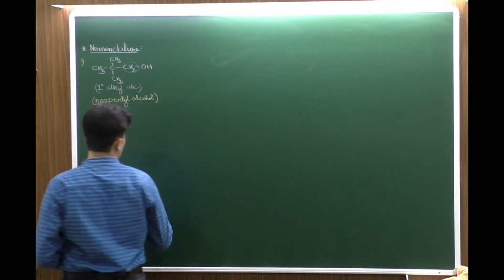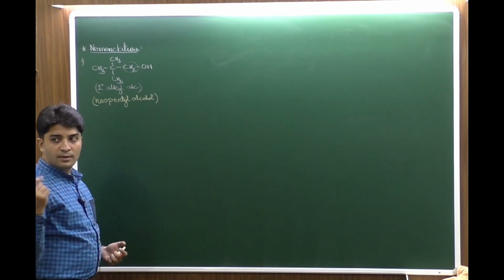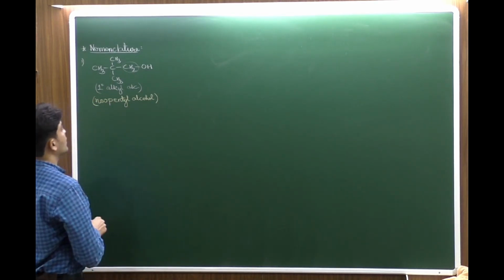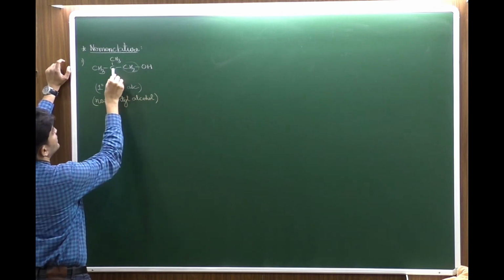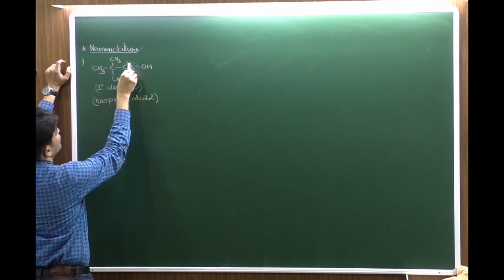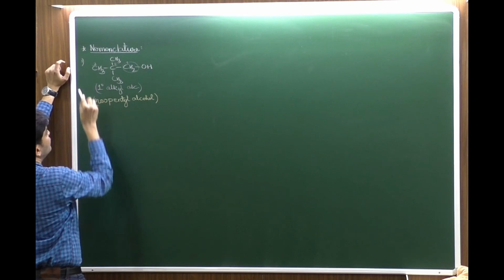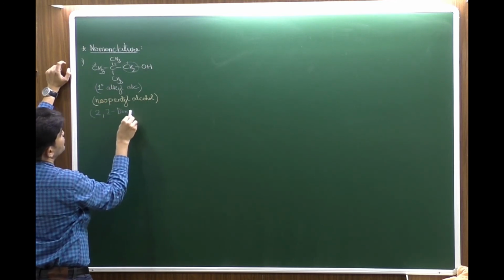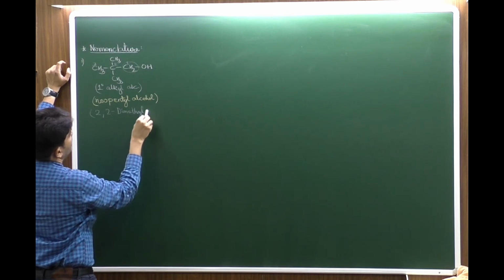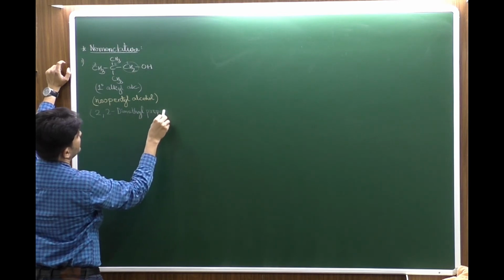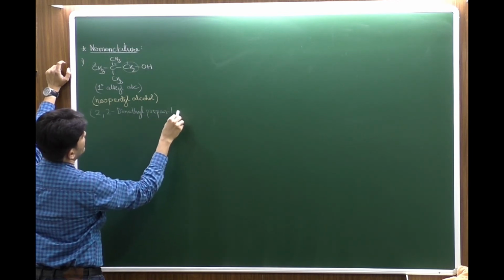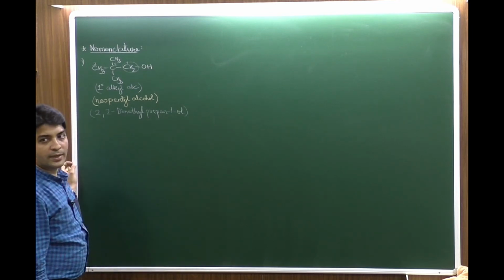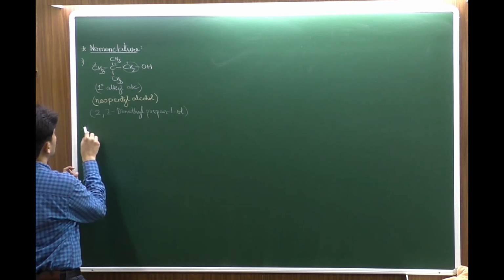IUPAC naming, just 2 rules. Longest chain, numbering. So the longest chain is of 3 carbons and the numbering will be done from right as 1, 2 and 3. So on 2 there are 2 substituents of methyl, we call it 2,2-dimethyl. Parent of 3 would be propane and it will be 1-ol. 2,2-dimethylpropan-1-ol.